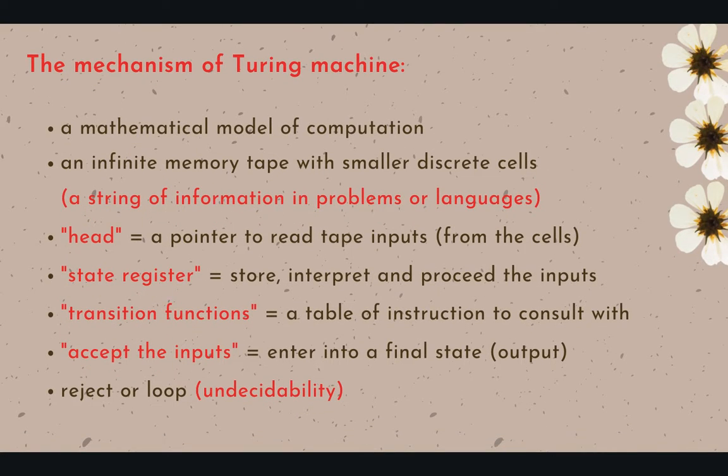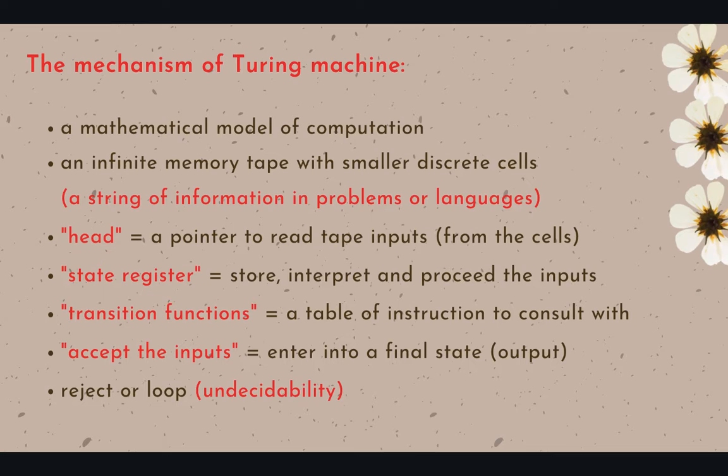Let's first explore the mechanism of a Turing machine. Turing machine is essentially a mathematical model for computation. It consists of an infinite memory tape with smaller, discrete cells. On each of the cells, there is a symbol representing a bit of information. The tape is thus a string of information related to problems or languages.